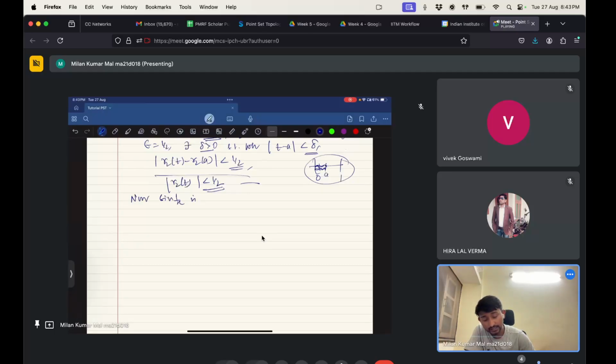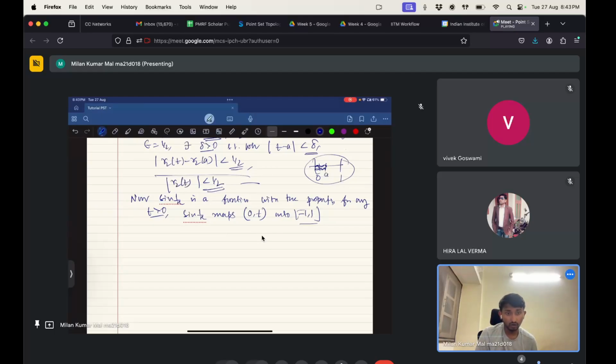Now, sine 1 by x is a function with the property that for any positive t, sine 1 by x maps the interval 0 to t, excluding 0, onto minus 1 to 1. What I have said is, whatever t I choose, however small or however large, that doesn't matter, the interval 0 to t will be mapped onto minus 1 to 1.